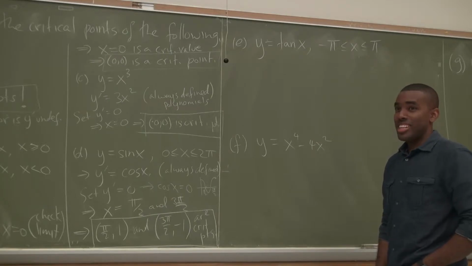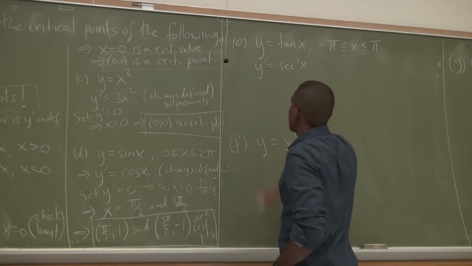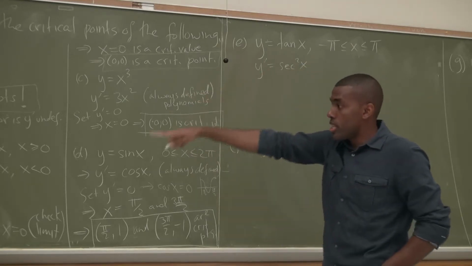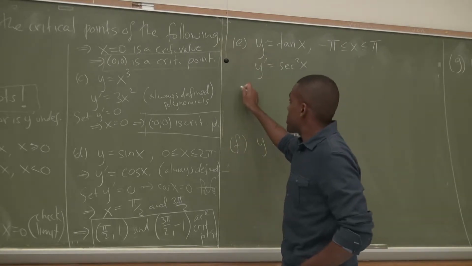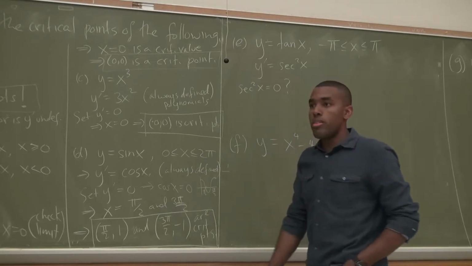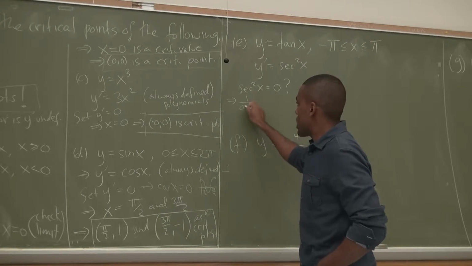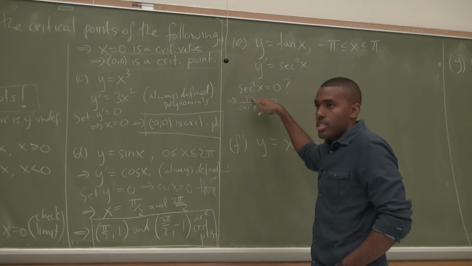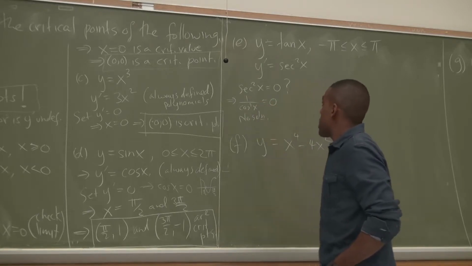Because, okay, y prime is secant squared. And then I don't know the roots. So what do you want to do? You want to see if it's 0 or undefined, right? So let's ask, if secant squared x equals 0, does secant squared ever equal 0? No, because that's 1 over cosine squared, right? So you have a fraction where the top is never 0, so the fraction cannot be 0, right? So this has no solution. So it's never 0. What about being undefined?